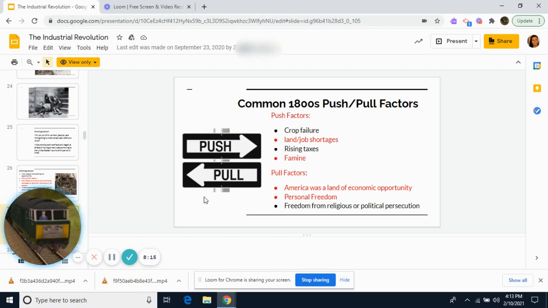Pull factors: America was a land of economic opportunity, personal freedom, and freedom from religious or political persecution. It's like when you're pushing the door out and pulling the door for everyone else to come in.